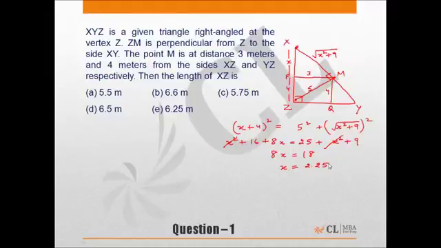So we need to find XZ, which is x plus 4. So 2.25 plus 4, my answer will be 6.25. So this will be my correct answer. So next question.